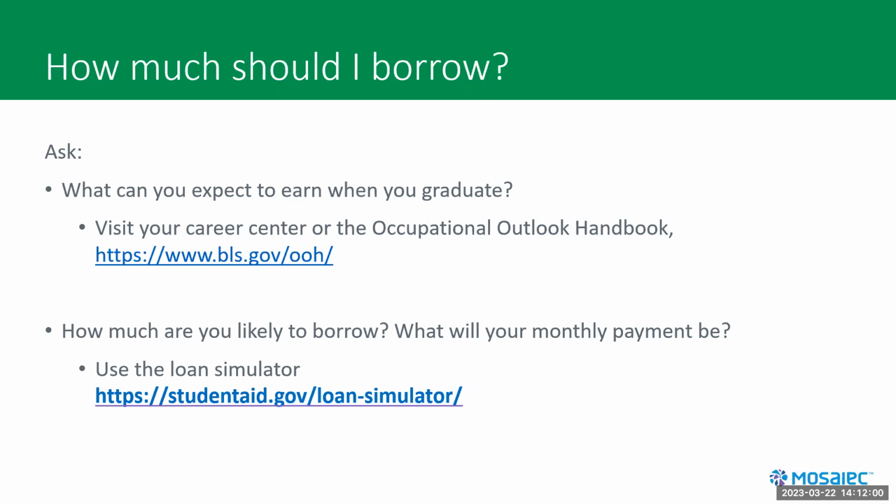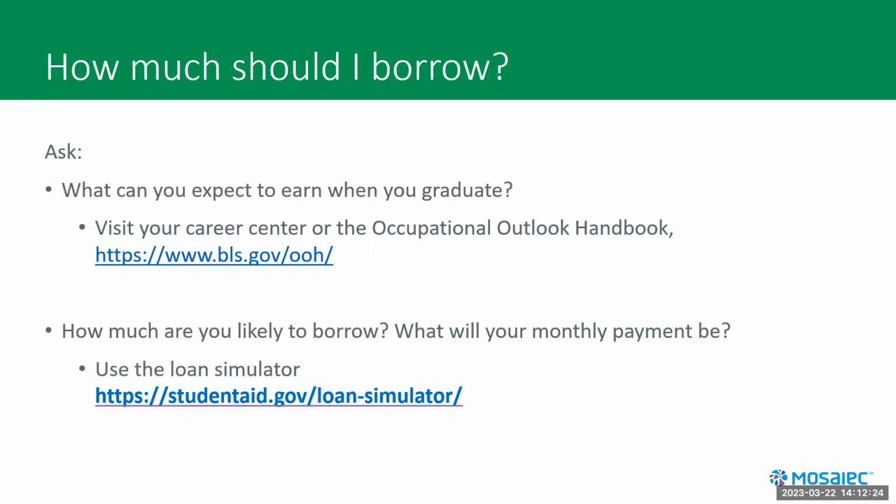The other thing that you can look at is how much you're borrowing. So you can use the loan simulator, which is on the studentaid.gov website, to estimate, okay, if I borrow $10,000, what will that monthly payment be? And see if that's something you'll be able to afford when it's time to repay and you start earning that salary that you are expecting to earn at the same time.